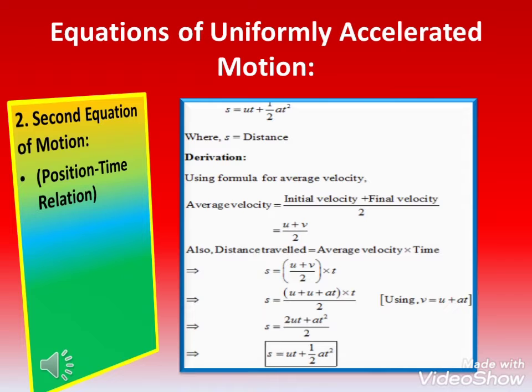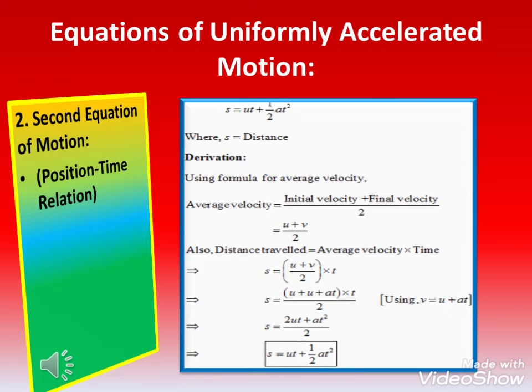Second equation of motion, that is s is equal to ut plus half at square, where s is the total distance covered by the object, u is the initial velocity, t is the time taken, a is the acceleration. This particular equation gives us the relationship between position and time. Now let us see how to derive this equation.